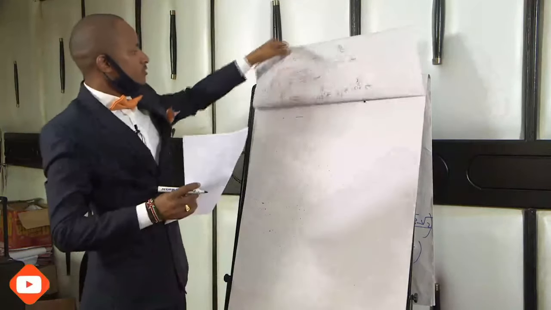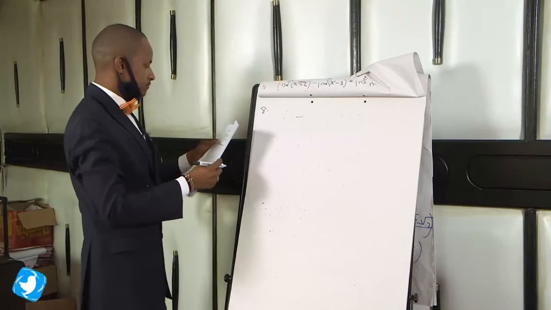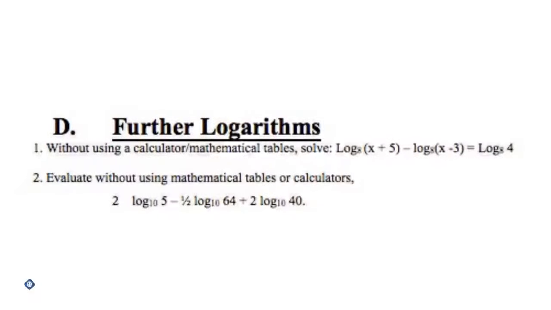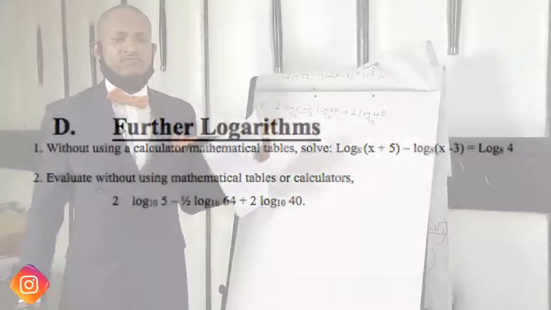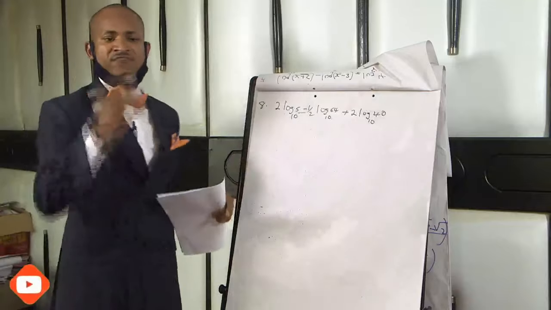We go to the next question, number 8. You are told to evaluate without using mathematical tables or calculators: 2 log 5 to base 10 minus a half log 64 to base 10 plus 2 log 40 to base 10. Remember, this is evaluate, not solve. You solve only when it is equated to something. But when you are told to evaluate, it is the same as simplify.